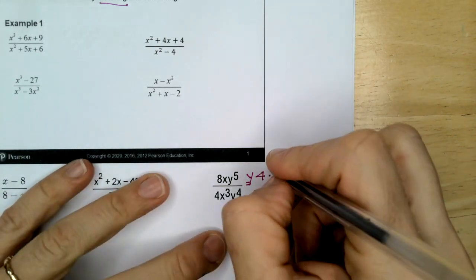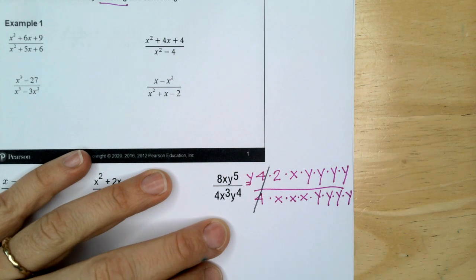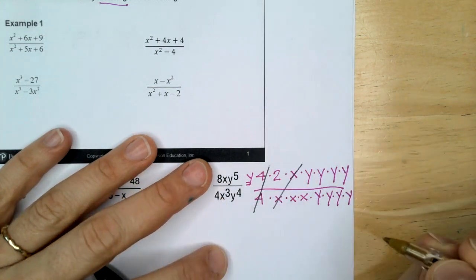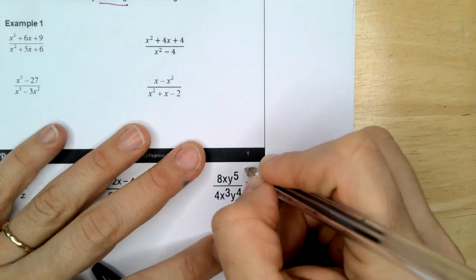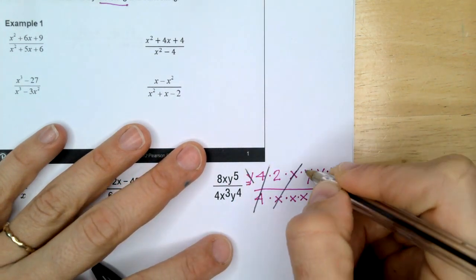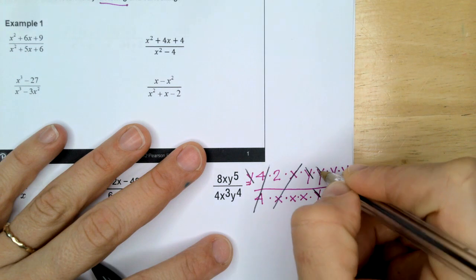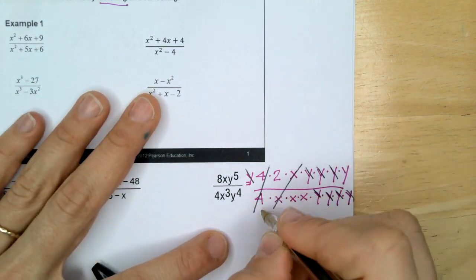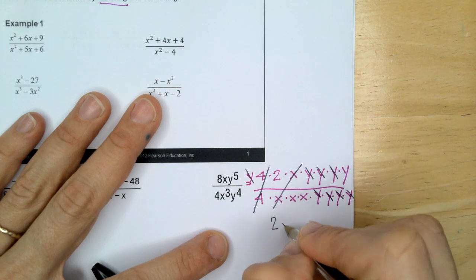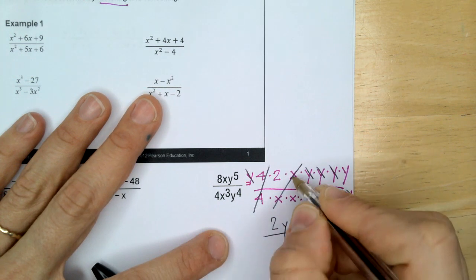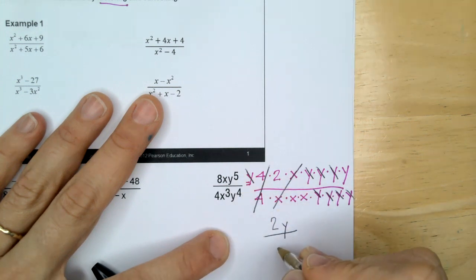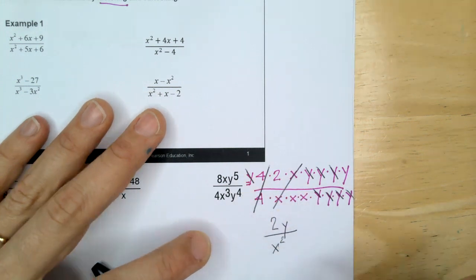What you'll see is that 4 can be canceled because it is common to the top and the bottom. One of the x's can be canceled because it's common to the top and the bottom. This y can cancel with this y, and this y with this y, and this y with this y, leaving us on the top 2y. Our 1x got canceled, our 8 became a 2, and on the bottom we just have 2 x's or x squared.